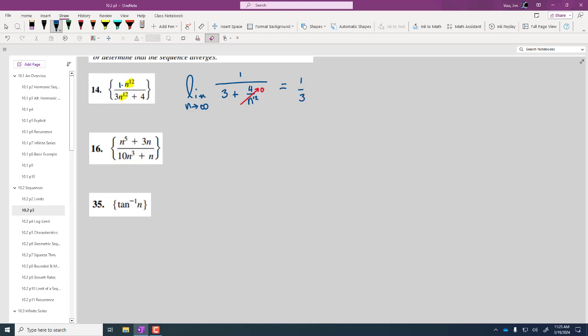Okay, so let's look at this one. Here we see the highest power of n is n to the 5th. You generally have two choices. Sometimes you're going to hear people say divide by the highest power, and other times you're going to hear divide by the highest power in the denominator. Both are going to get you there. Let's take a look at both.